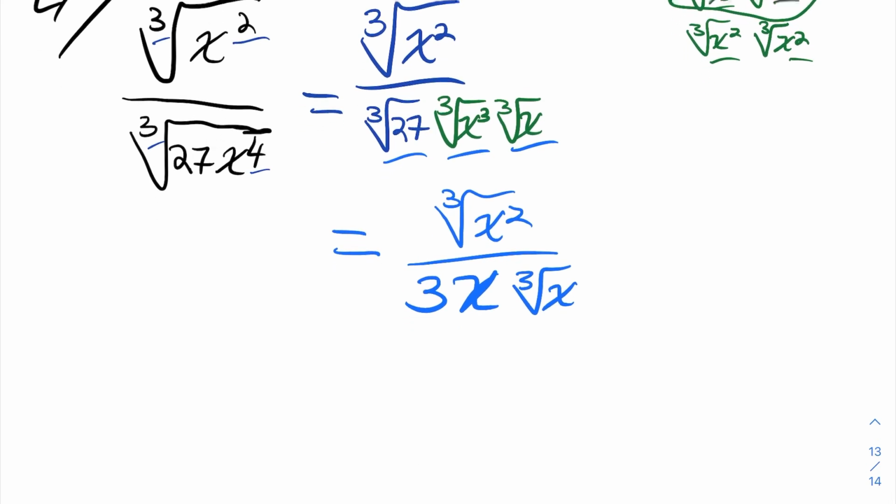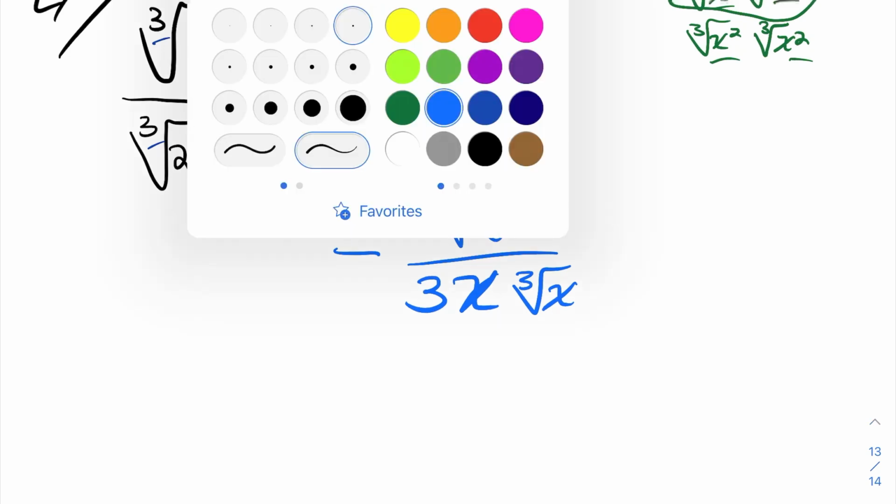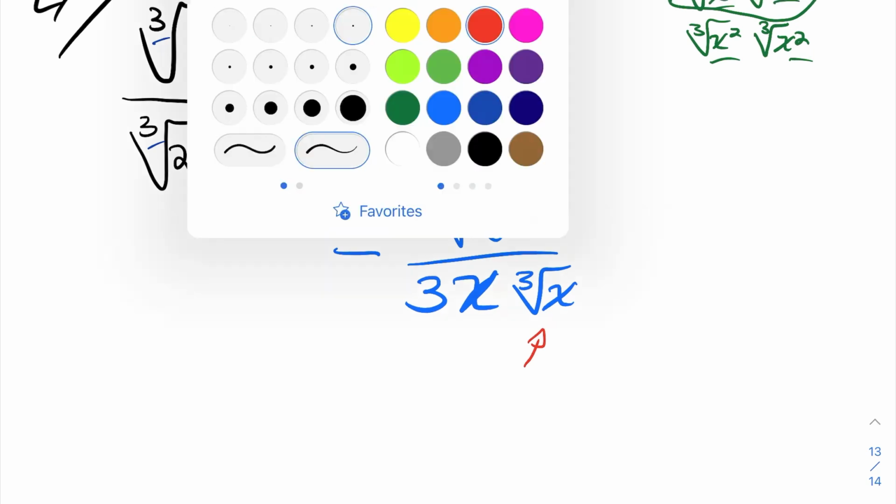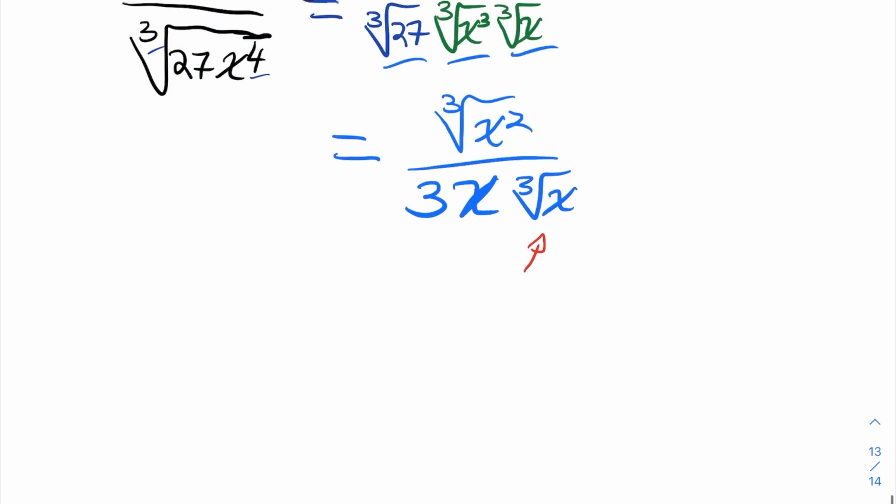So I still need to rationalize the denominator. And the irrational factor is this one. This is the one that still has the radical on it. So I need to get rid of that radical. So I need to figure out what I'm multiplying by. Well, let me see. I need to multiply up to x to the third power. So I can take the cube root of x to the third power.